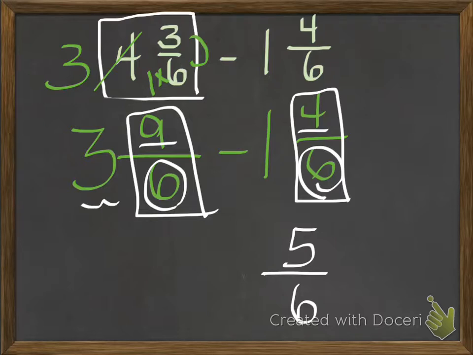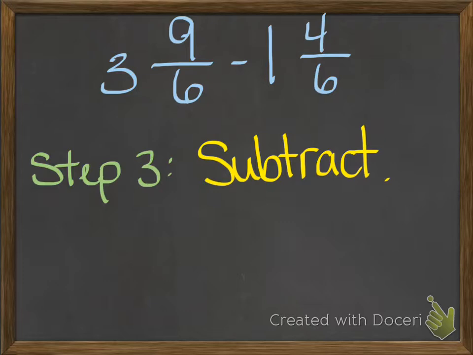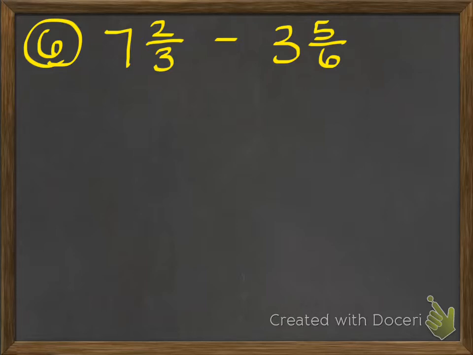Okay, now I do the whole numbers. 3 minus 1 is 2. My answer is 2 and 5/6. Okay, so there, I went ahead and did that. Subtract is the last step. All right, let's try a few together.